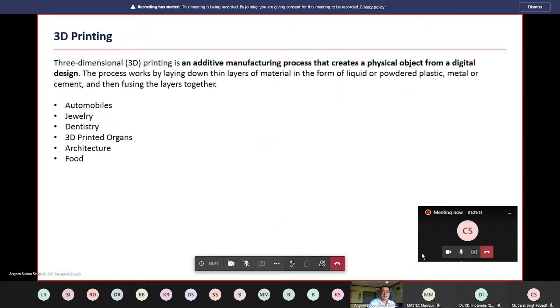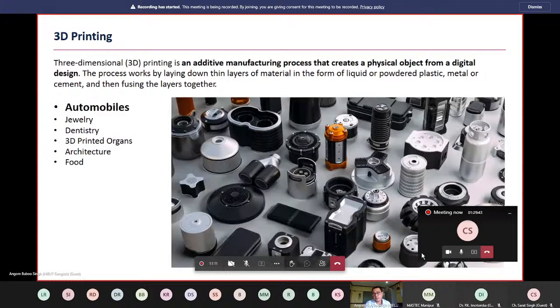Now, coming to the next technology, I would like to highlight 3D printing. 3D printing, just like 2D printing, uses a printer, but here it creates a physical object from a digital design. Therefore, it is an additive manufacturing process, where we lay a thin layer of material like a liquid or a powder, plastic, metal, or even cement, and then fuse the layers together to create a physical object. This has been used in automobiles to create different types of parts.